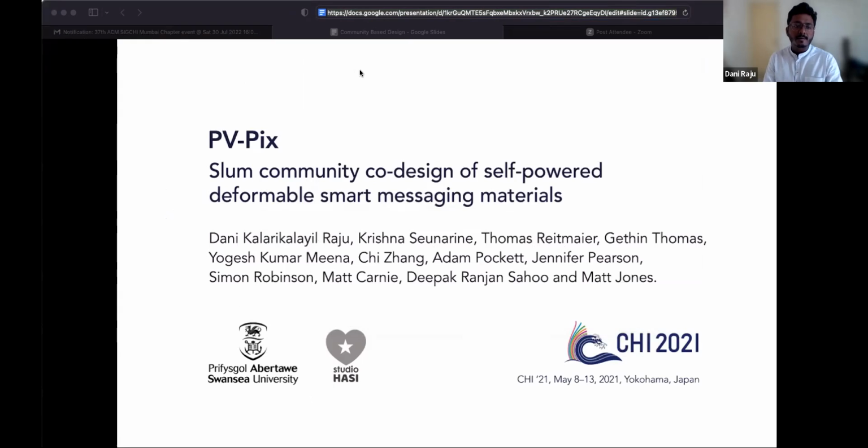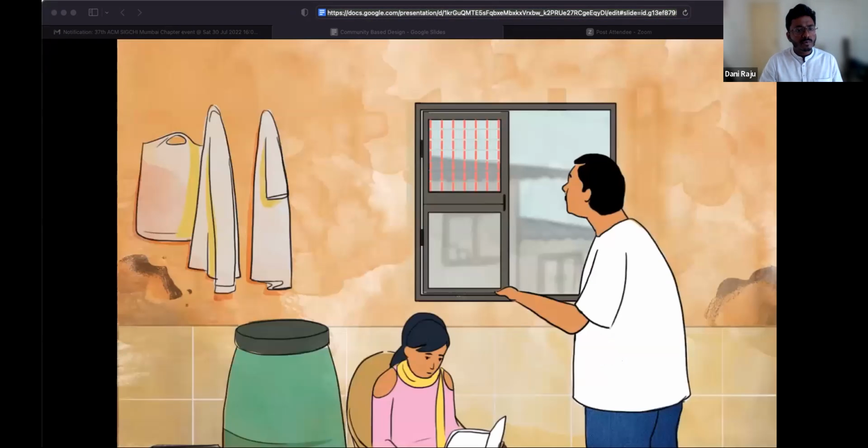So PVPix was a concept which is a result of a collaboration between material science, design, and engineering researchers, as well as slum community co-designers. Here, what we did was basically we tried to come up with a novel, computer-mediated form of inter-family expression using interactive and self-sustaining photovoltaic materials.